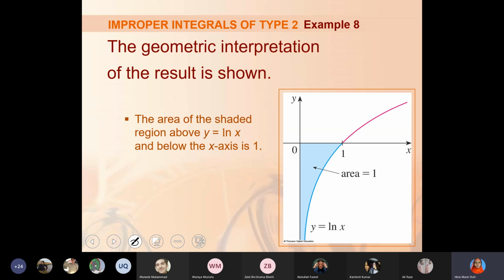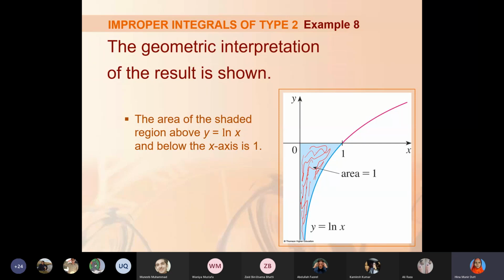If I draw the curve y is equal to ln of x, and I have to integrate it from 0 to 1, this region extends towards the negative y-axis. The y-axis is the asymptote to this curve. This seems to be an infinite region, but the area of this infinite region is finite, which is equal to 1. And we have calculated it by taking it as an improper integral of type 2.